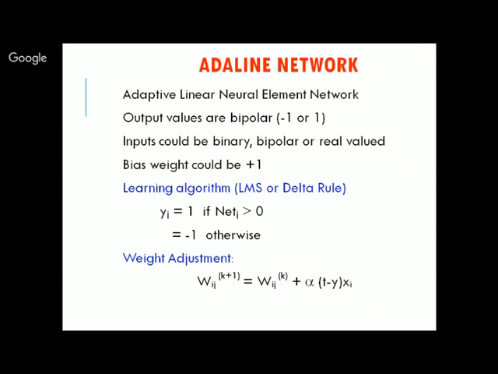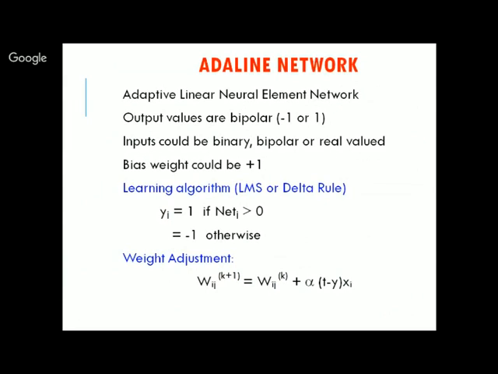Then what we do, we use a delta rule. What is the delta rule? We take the difference between t and y. See here, t minus y is calculated. This is the error. That is then multiplied by the input xi and multiplied by the learning rate and added to the present weight to get the future weight. So this method is known as the delta rule.